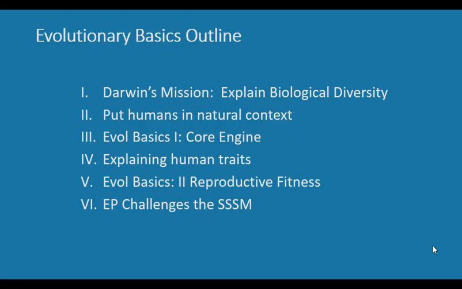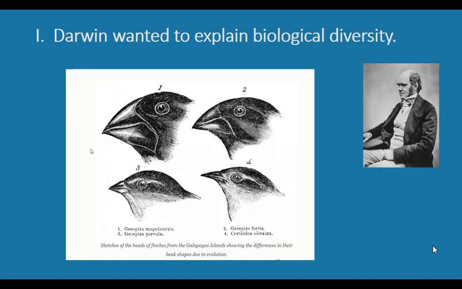All right, so here's the lecture outline. We'll start with Darwin, then understand how evolutionary theory puts humans in a different context. Then we'll talk about the basics, the engine, I call it, of evolution, how that works, applied to some human traits, then talk about reproductive fitness, and then talk about how evolutionary psychology tries to challenge some of the ways that social science tends to get done.